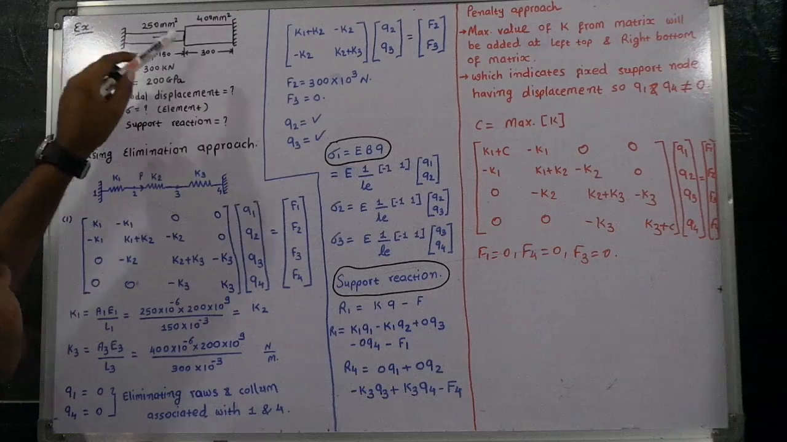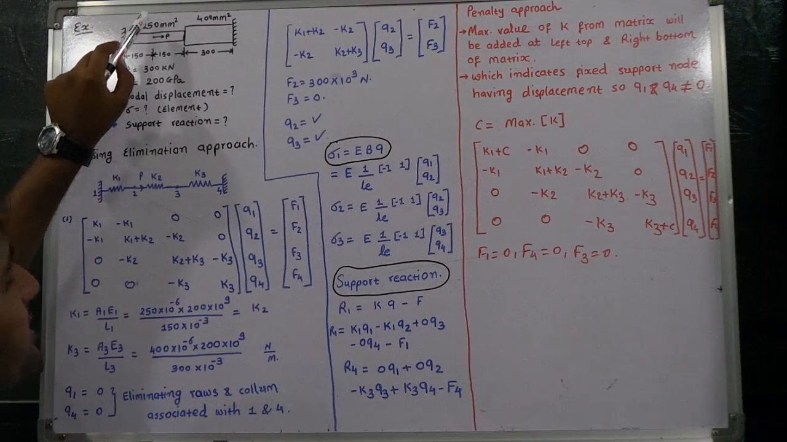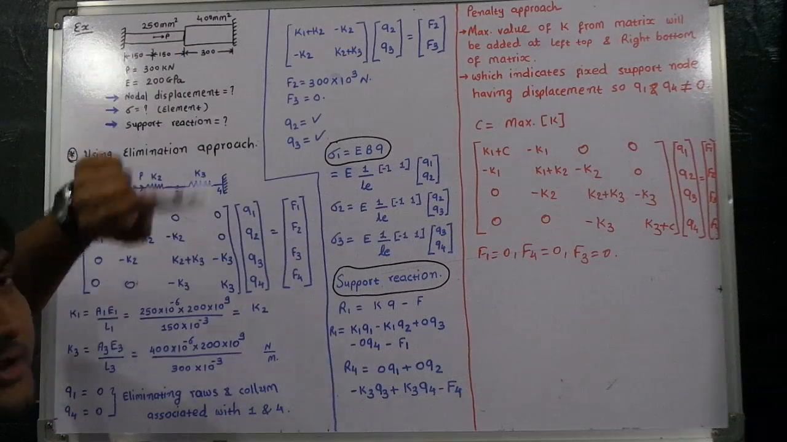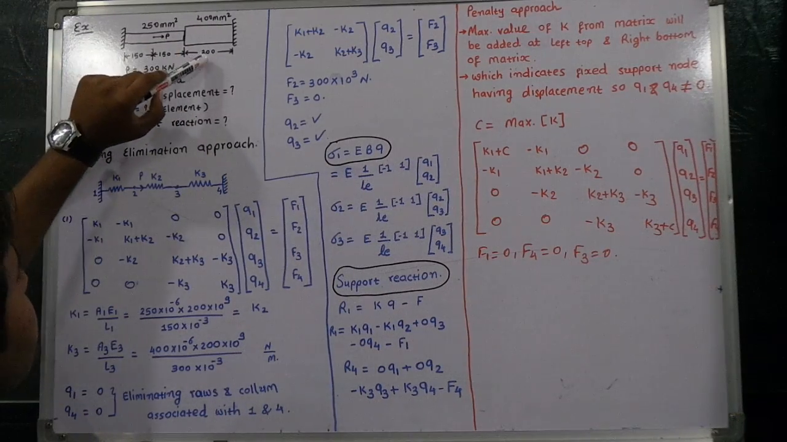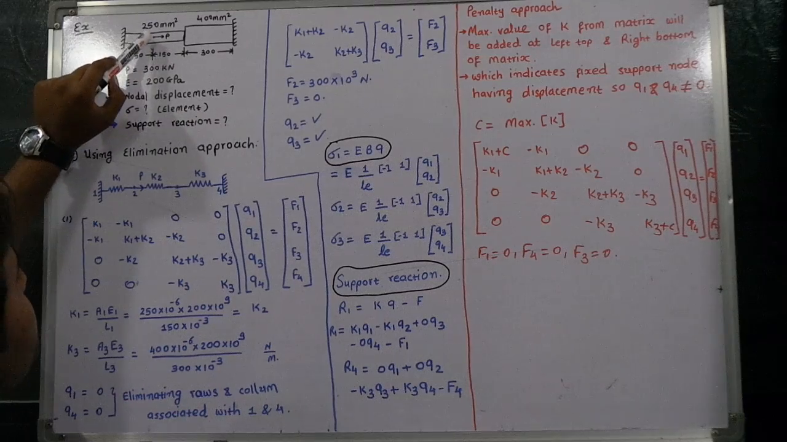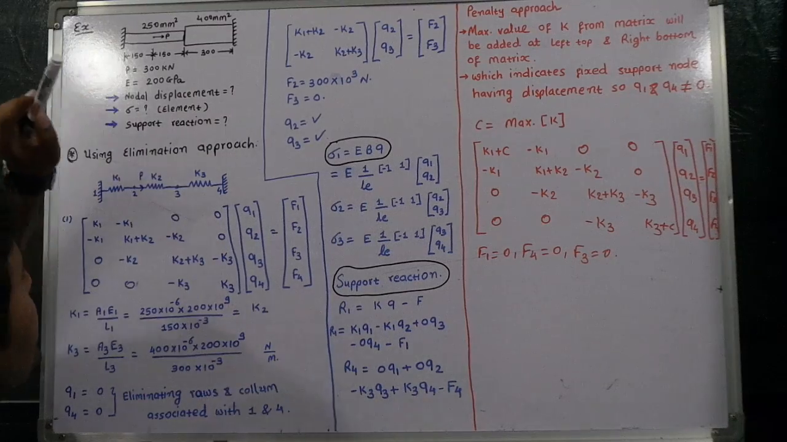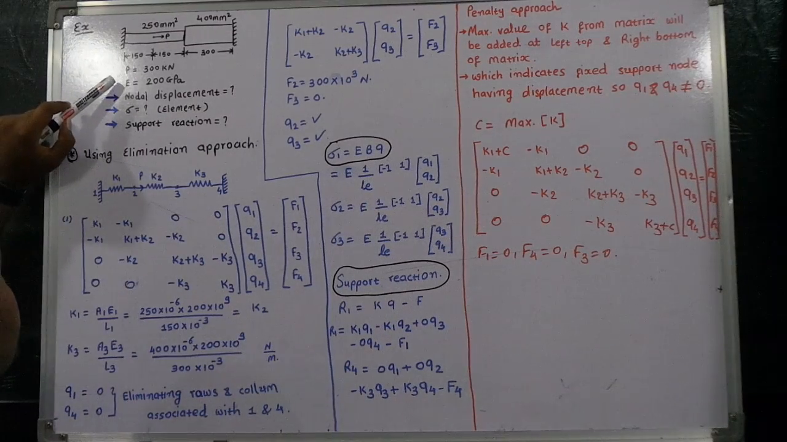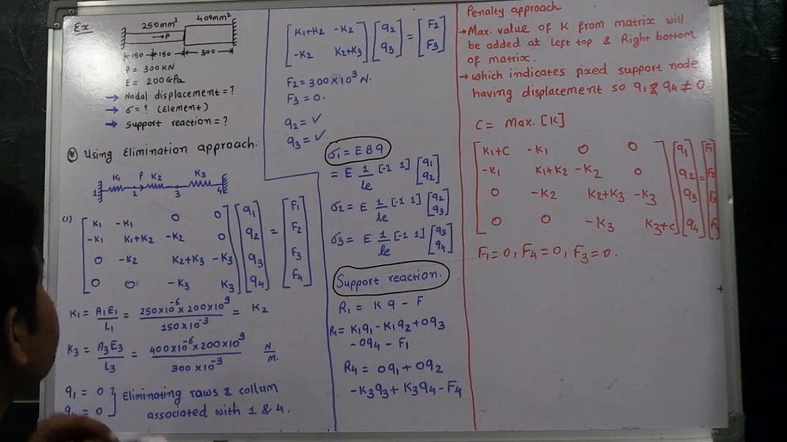Here two elements are given, having 250 millimeter square area and 400 millimeter square area, as well as 150 in length and 300 in length. At the center point, after 150 mm, one force P is acting on it. P value is 300 kilonewton, and the Young's modulus of elasticity is 200 gigapascal.